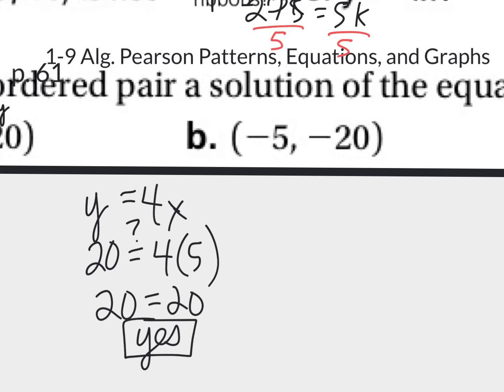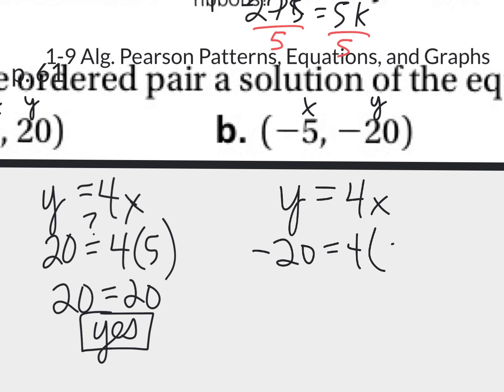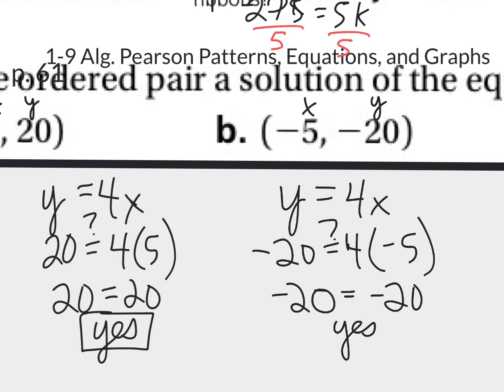So we'll look at part B. We're still going off that same equation. Highly recommend you write down the equation, and it only takes a couple seconds to put the x and y above your numbers there just to make sure you put them in the right spots in your equation. So we substitute in, we got negative 20 equals 4 times negative 5. I guess we'll put a question mark because we're seeing if these are equal or not. And that works as well, so that is a solution as well.